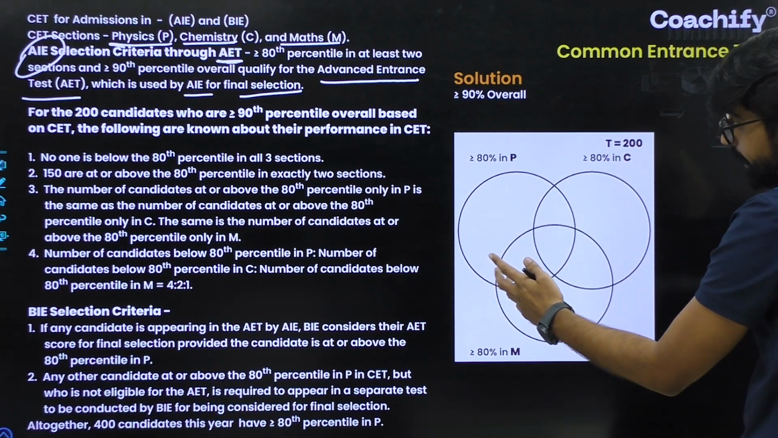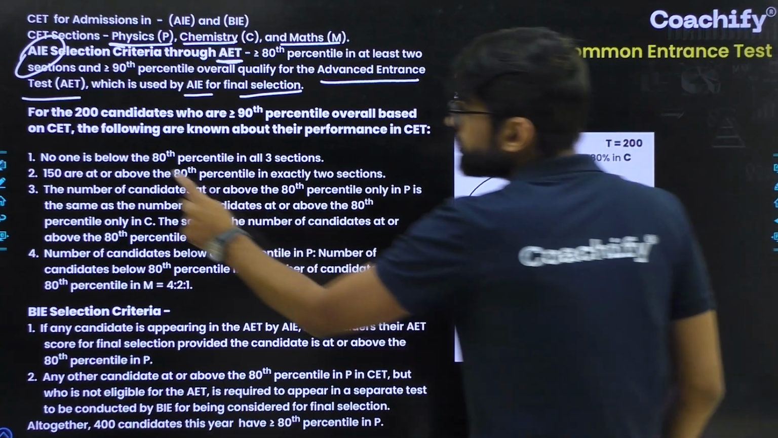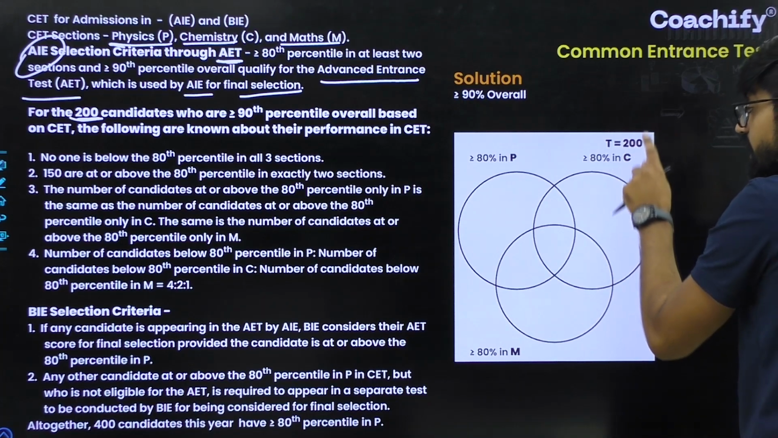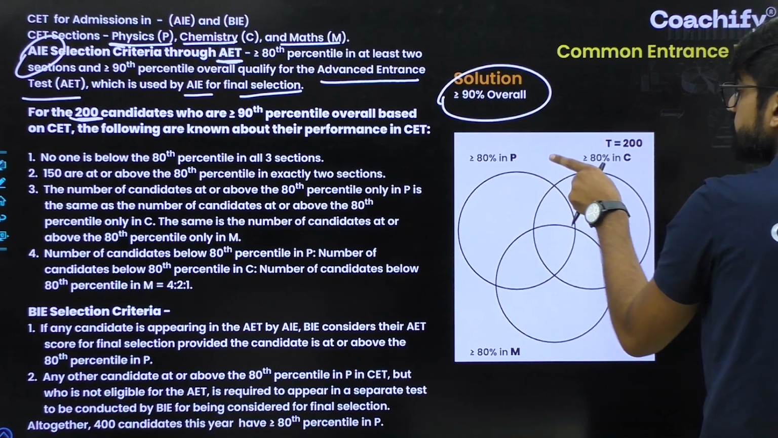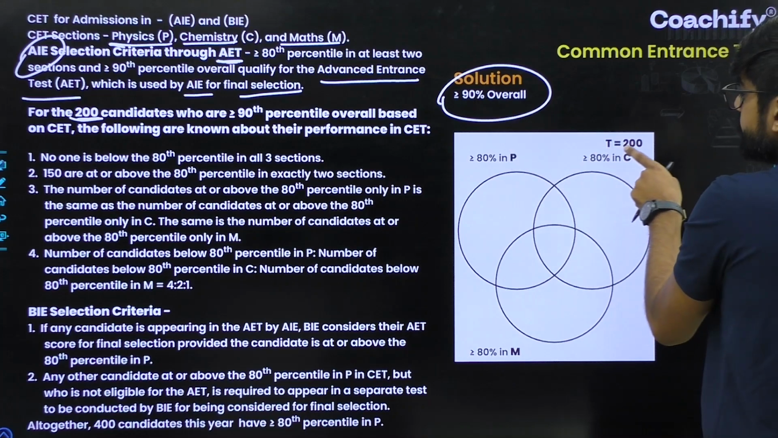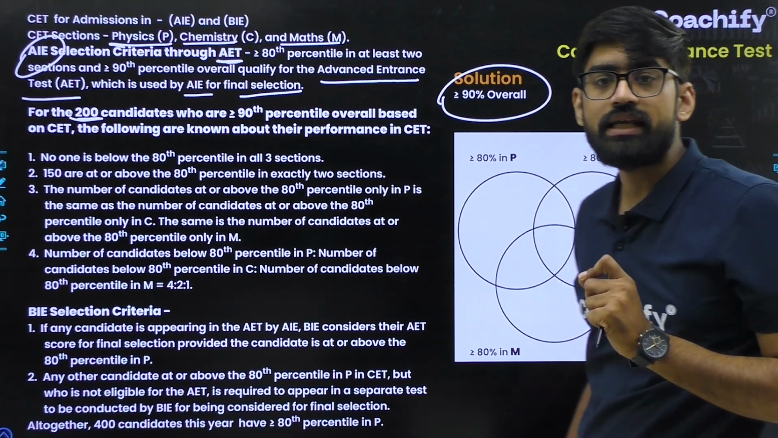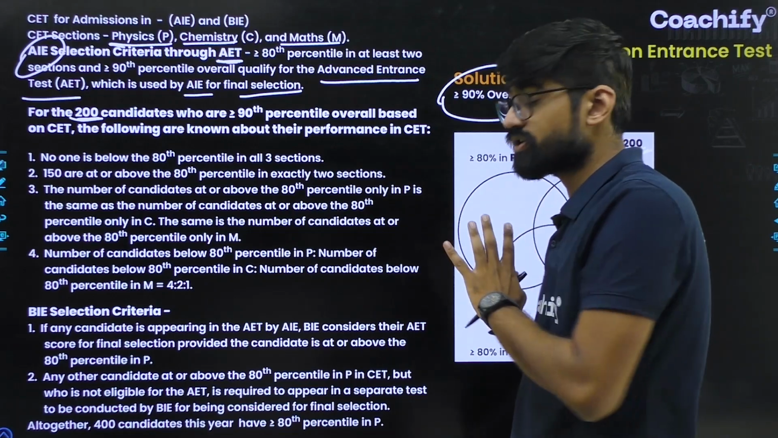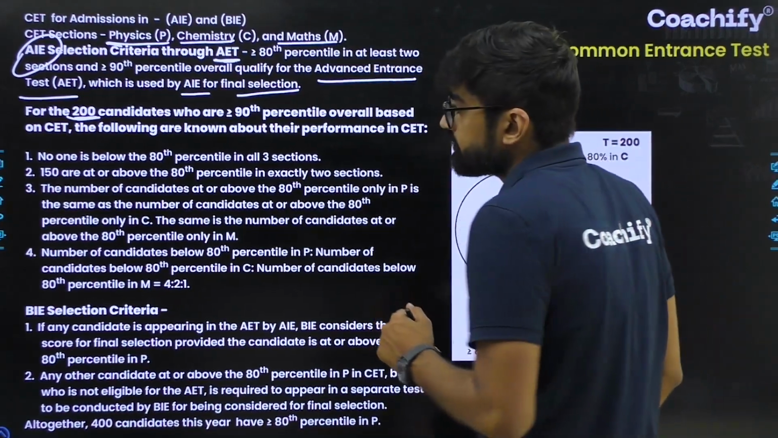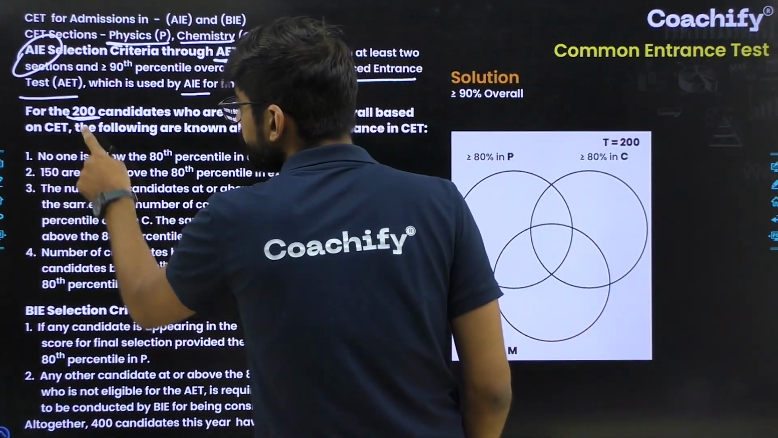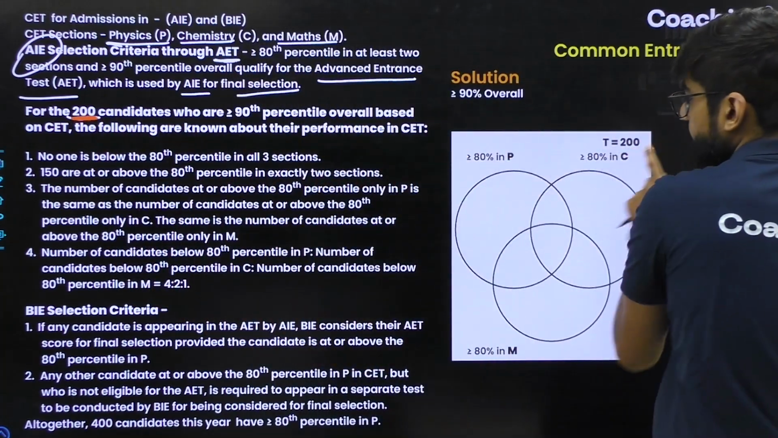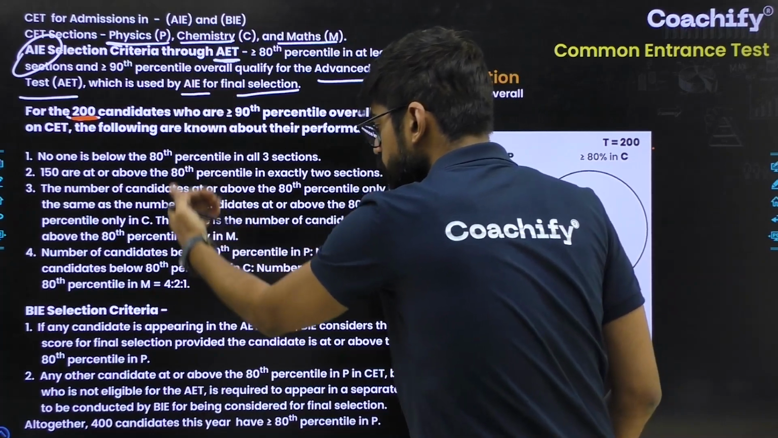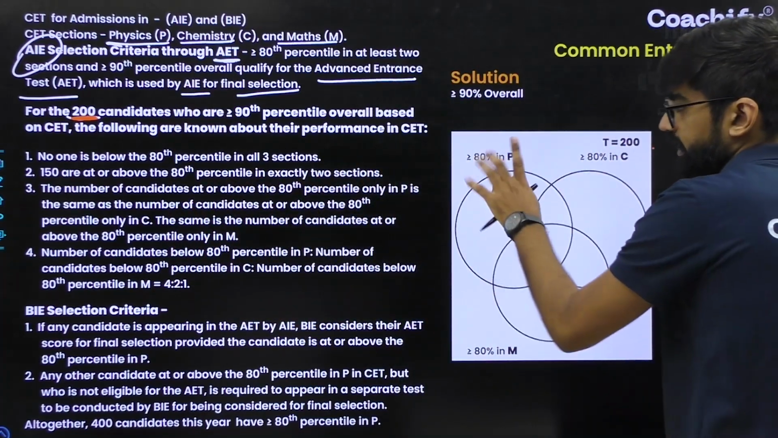But whose distribution is this? So this is a distribution of 200 candidates. These are the candidates who are scoring at least 90 percentile overall. I hope till this much we are crystal clear. Okay, so now this information is provided for these 200 candidates, right? We'll have to use this information and fill this complete Venn diagram, right?